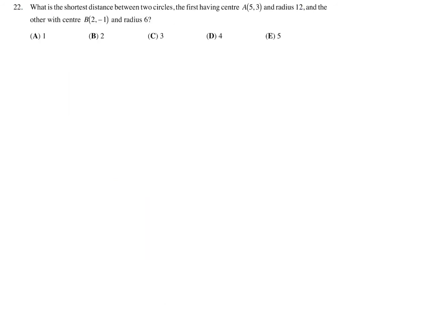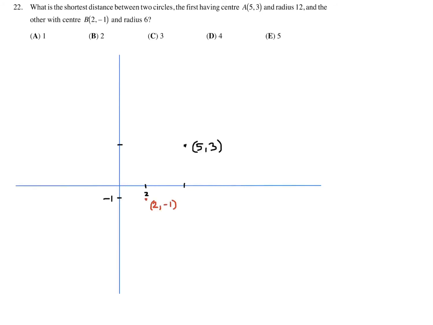What is the shortest distance between two circles, the first having center A 5, 3 and radius 12, and the other having center 2, minus 1 and radius 6? Okay, so let's draw this out. The first thing I did was I just drew a graph, and this is basically the XY plane, and I have labeled the centers. So the first center is A 5, 3 and the second center is B 2, negative 1. Now I'm going to draw circles, the first one having a radius of 12 and the second one having a radius of 6.